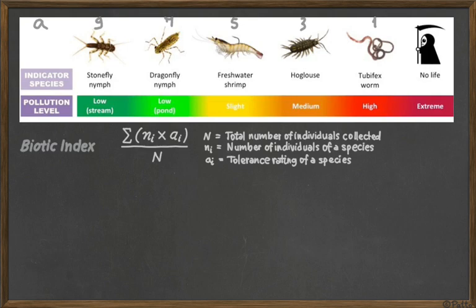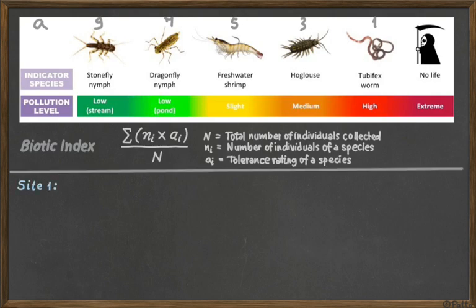So the A here for the tubifex worm is 1. Why? Because it's highly tolerant, so we give a low number. And the stonefly nymph, that's very sensitive and has a low tolerance for pollution, we give a high number. In this way, when you calculate the biotic index, if you have a big number, that means that place is quite clean, with low pollution. If you have a low number, then this place is going to be quite polluted.